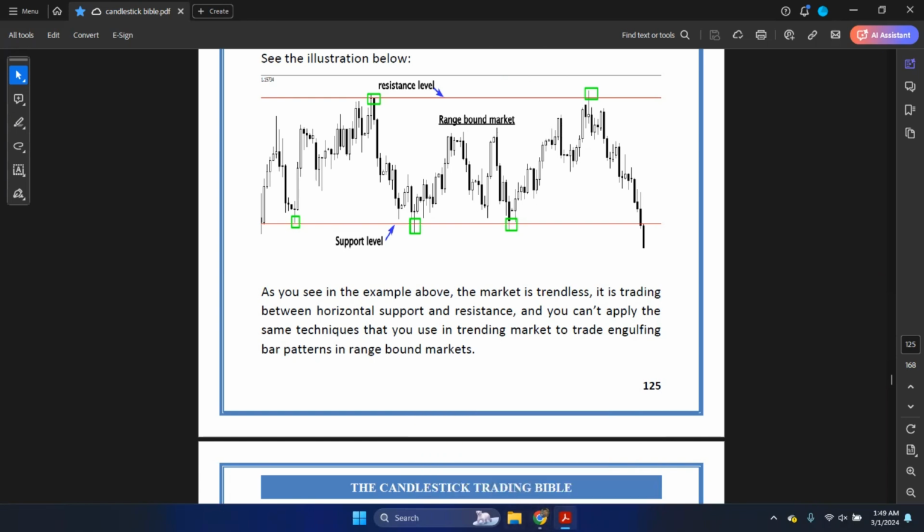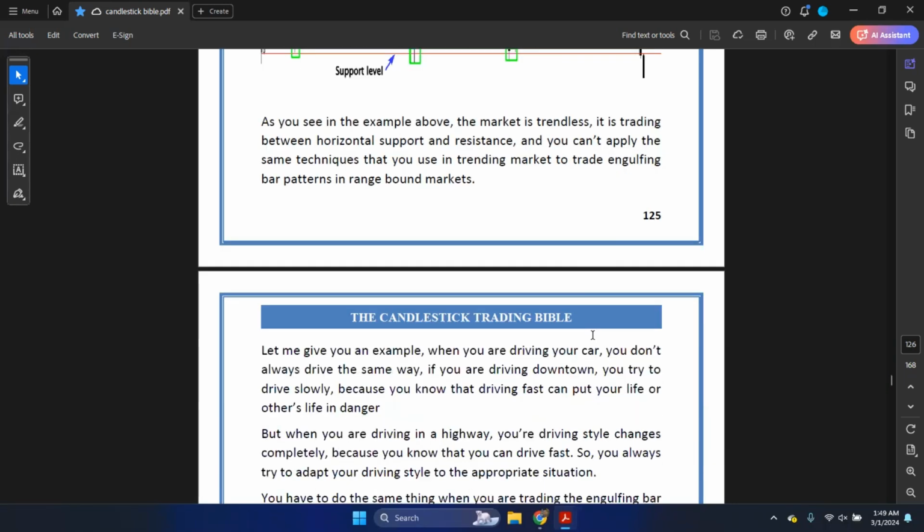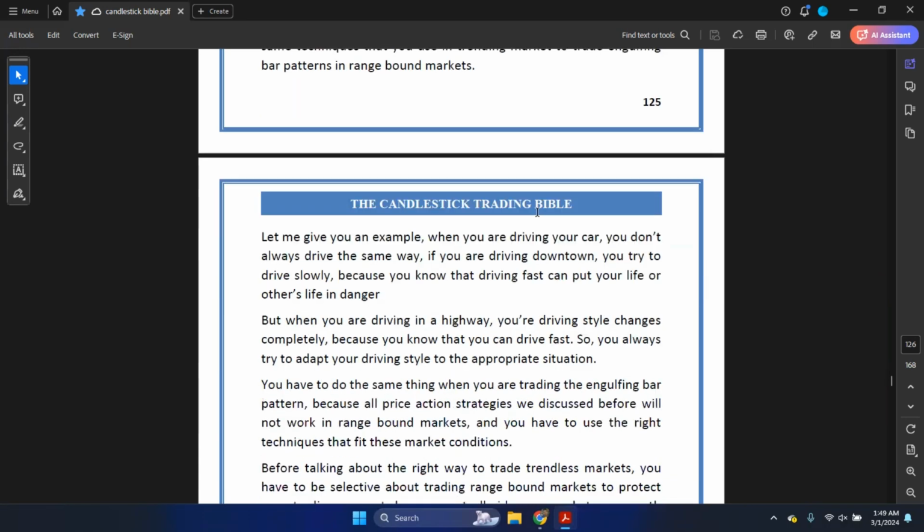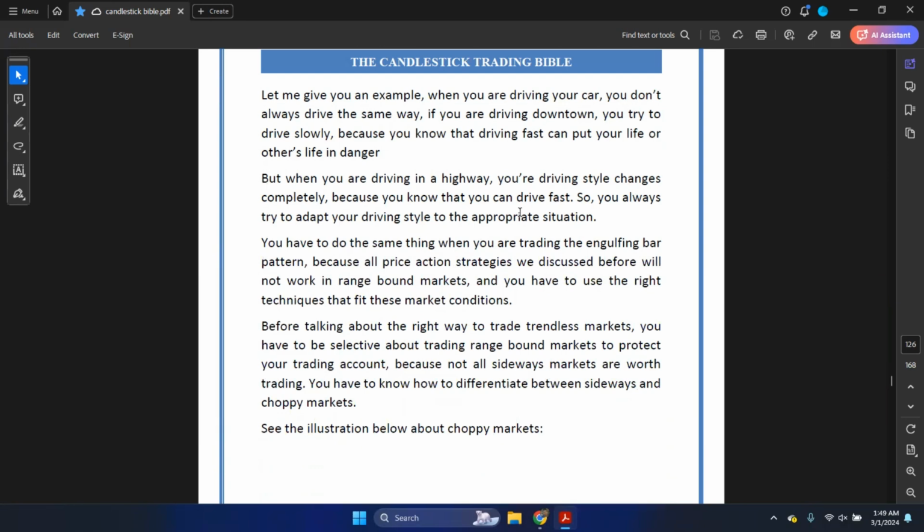It says, as you see in the example above, the market is trendless. It is trading between horizontal support and resistance. You can't apply the same techniques that you use in trending markets to trade engulfing bar patterns in range bound markets. All right, so can't do the same thing that you're doing when you're trending. Have to switch it up a bit when you're in range bound markets. All right, he says, let me give you an example.